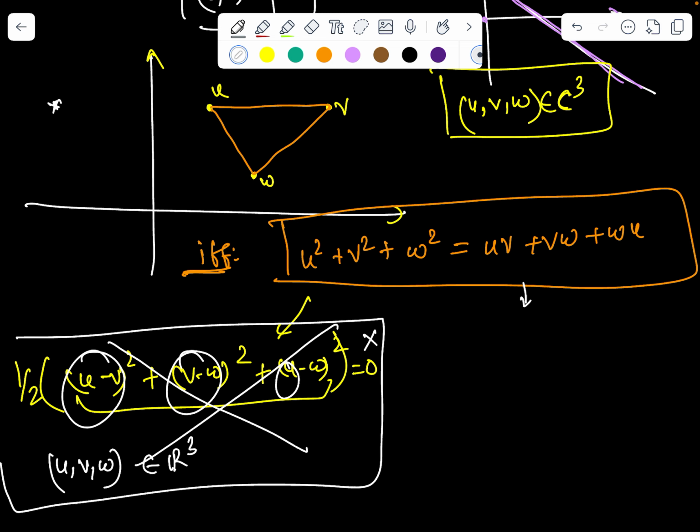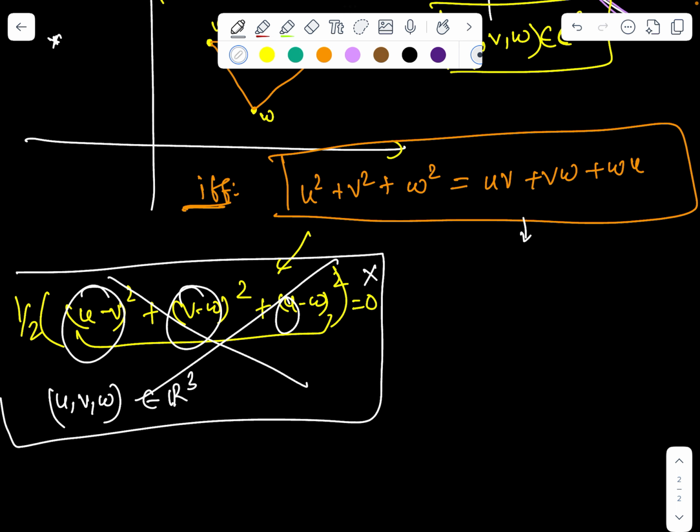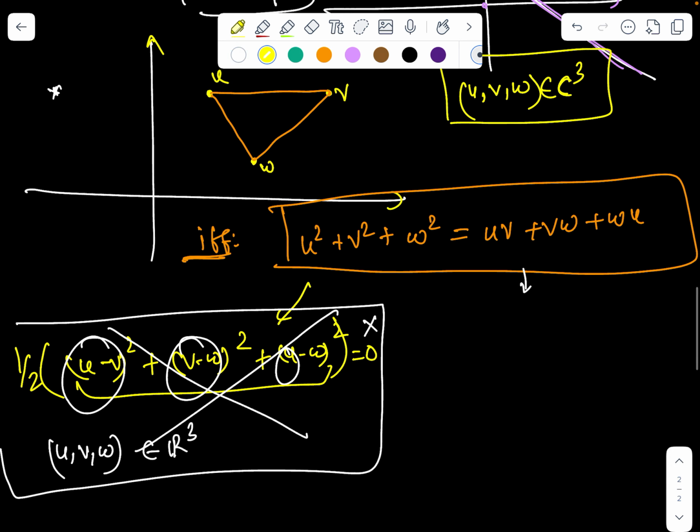Okay, so that's a completely wrong concept, because if you are in the real world, then this will imply a equal to b equal to c, but in the complex world this represents a very interesting situation. It also implies, if and only if u, v, w are in the real world.